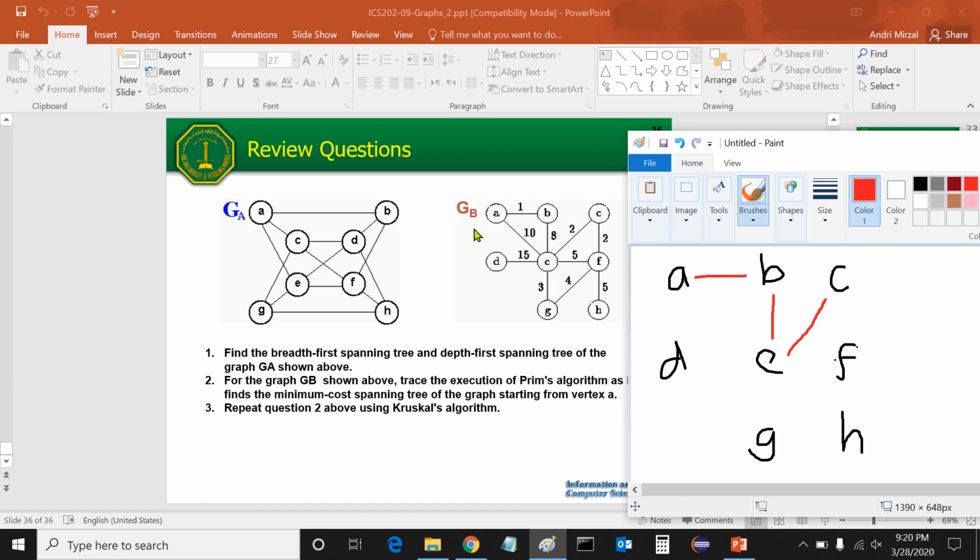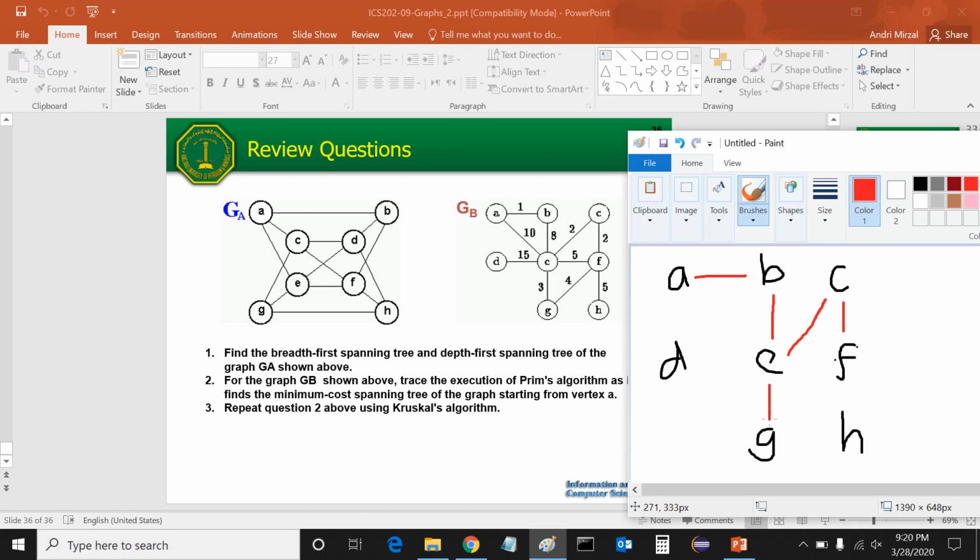The next cutting will be like this: 15, 3, then after that 5 and 2. Okay, so we choose 2. Then the next cutting will be 15, 3, 4, and 5. So we choose 3.